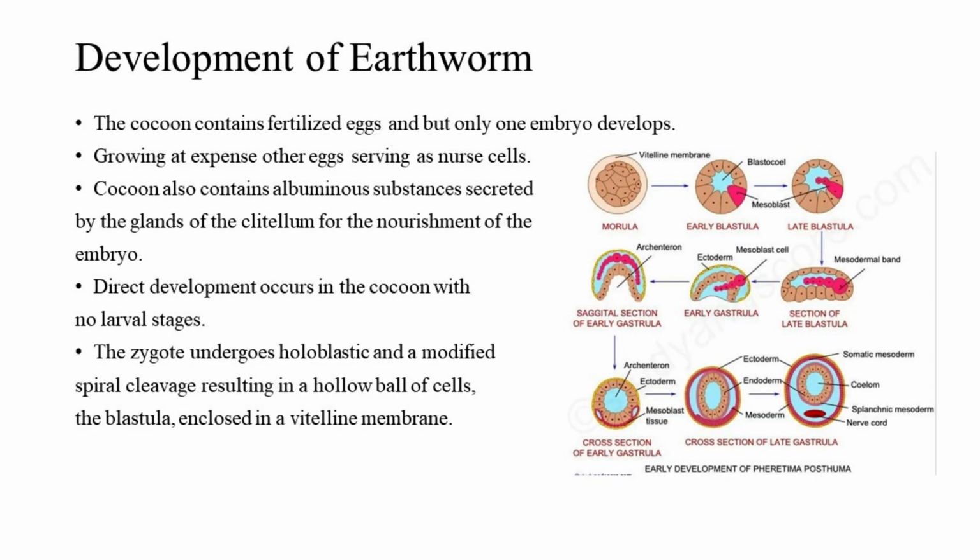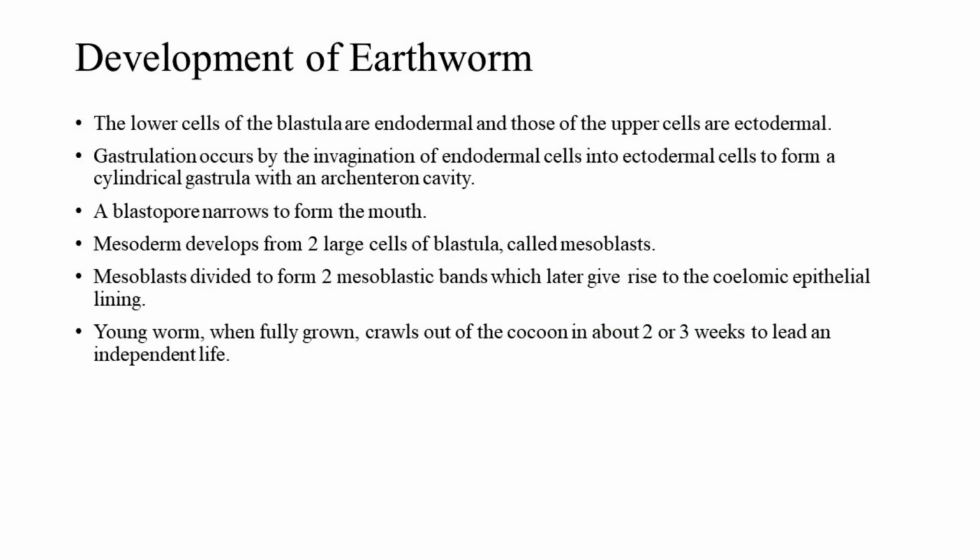Development of earthworm. The cocoon contains fertilized eggs but only one embryo develops, growing at the expense of other eggs serving as nurse cells. Cocoon also contains albuminous substances secreted by the glands of the clitellum for the nourishment of the embryo. Direct development occurs in the cocoon with no larval stages. The zygote undergoes holoblastic and a modified spiral cleavage, resulting in a hollow ball of cells, the blastula, enclosed in a vitelline membrane. The lower cells of the blastula are endodermal and the upper cells are ectodermal.